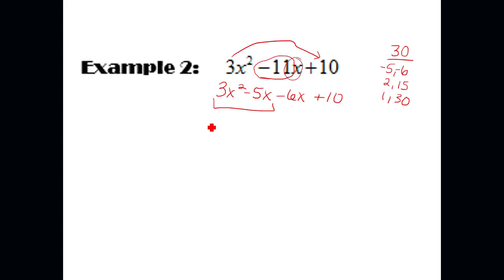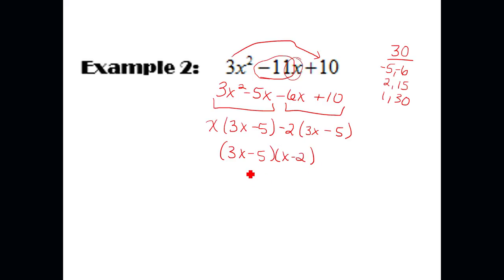What can I divide out of each of these? x, leaving me 3x minus 5. What can I divide out of each of these? Negative 2, leaving me 3x. 10 divided by negative 2 is negative 5. So my factors are 3x minus 5, x minus 2. I know I'm done because I don't have any more squareds left in there. Nothing else could be broken apart here. I don't have any higher exponents that I should look at to see if I need to break apart any further.